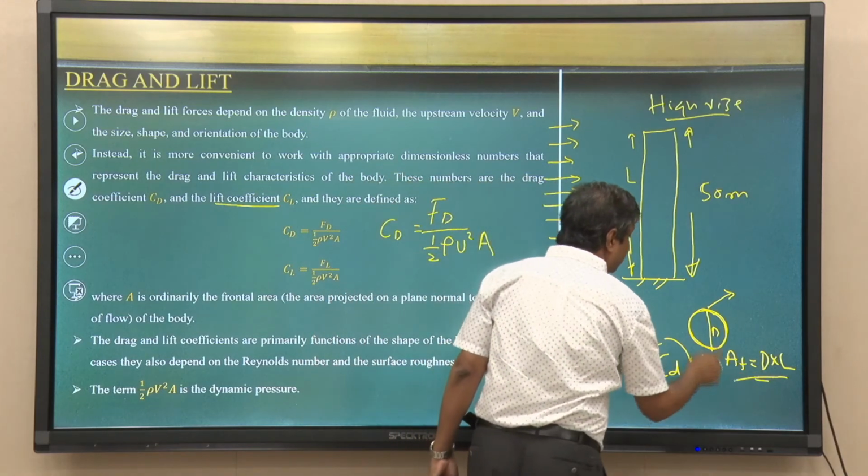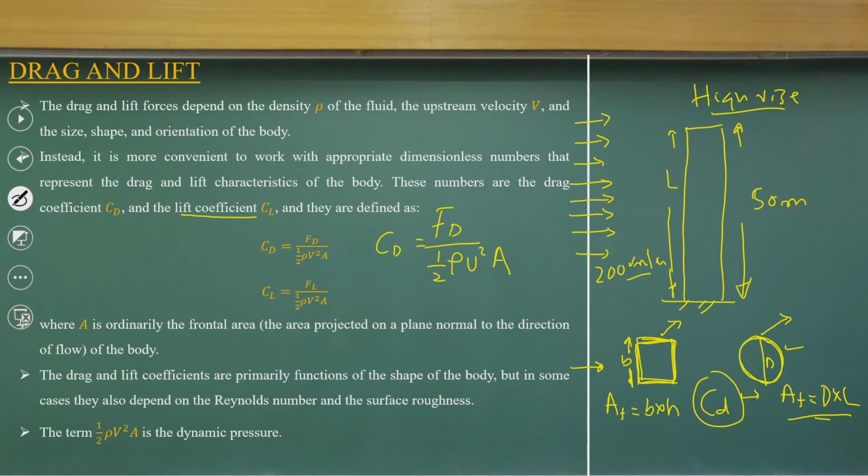That projection is the frontal area. So, for the circular case, you have a frontal area D into L, but in the case of a rectangular case it is B into H. So, you know the frontal area, you know the CD value, you know the design velocity, so you can always compute what the drag force will be. It is a very simple thing. In the same way, we also make the lift force: CL is FL, the lift force, divided by the same half rho v square into A.